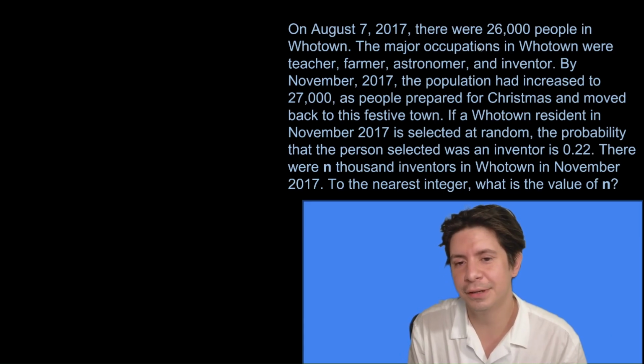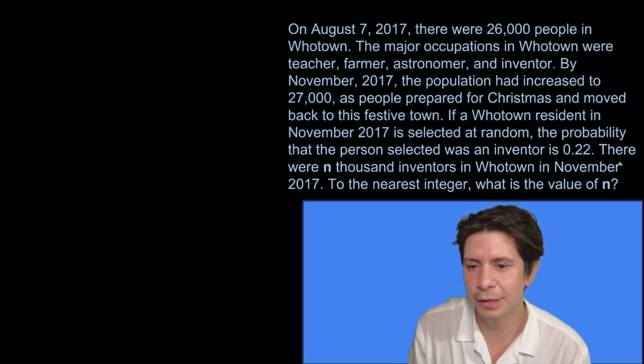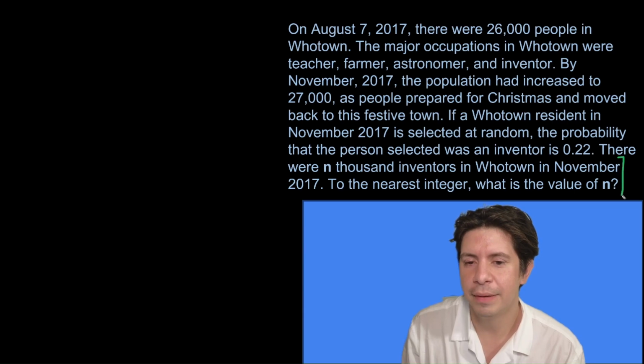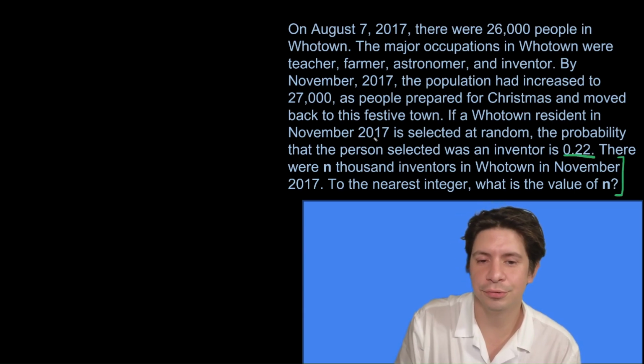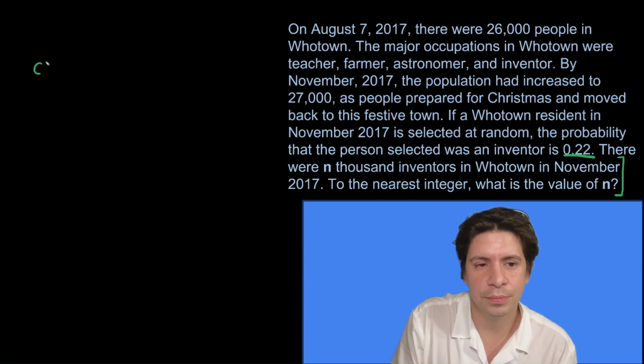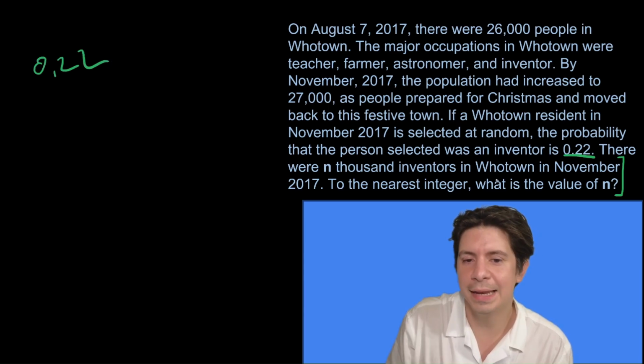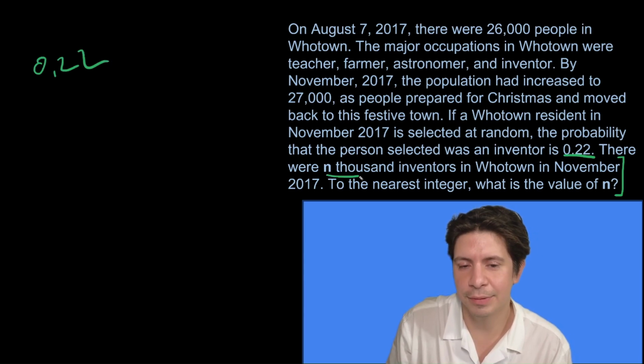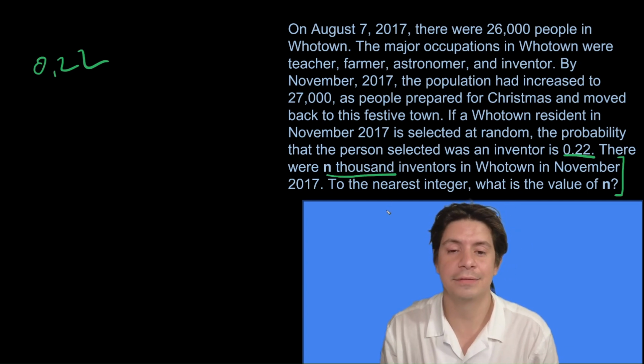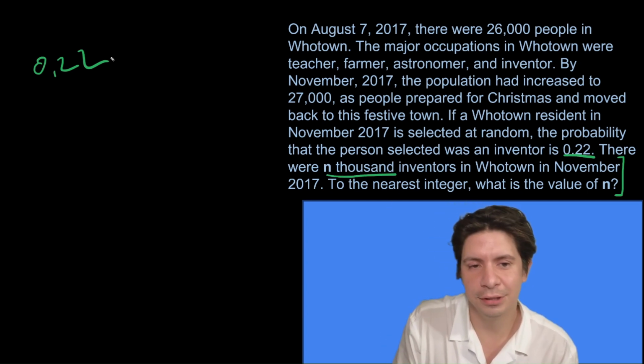So we're given that we're looking for November 2017. Probability of getting an inventor was 0.22. So we're going to do 0.22, and n is in thousands. That's the important thing that people mess up. So they're often going to have some thousand thing, and they forget you need to divide by 1,000.